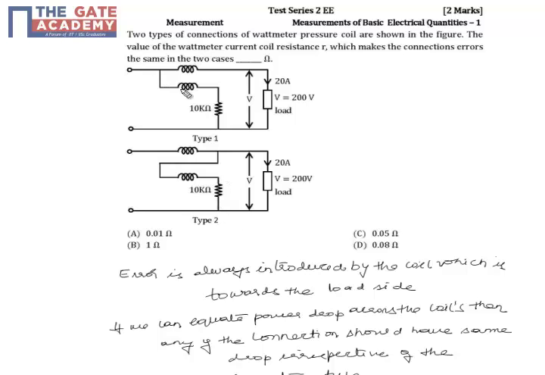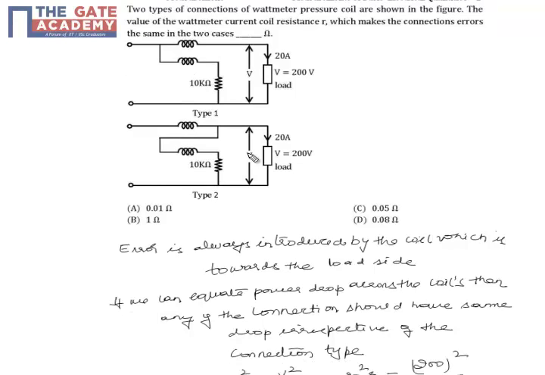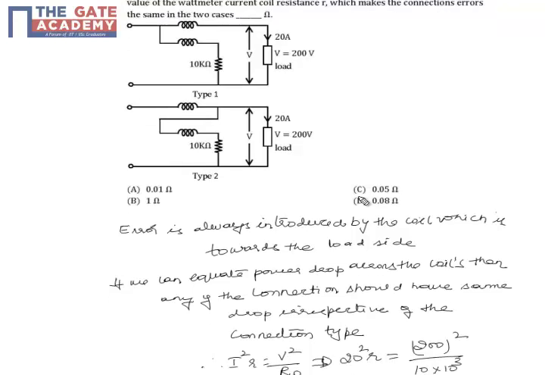So if you want to make the error in both the setups the same, we need to calculate the power dissipated in the pressure coil, because here the question is asked about the pressure coil. So when we equate the power drop, or the power consumed, in both, then both the setups will give the same kind of error.